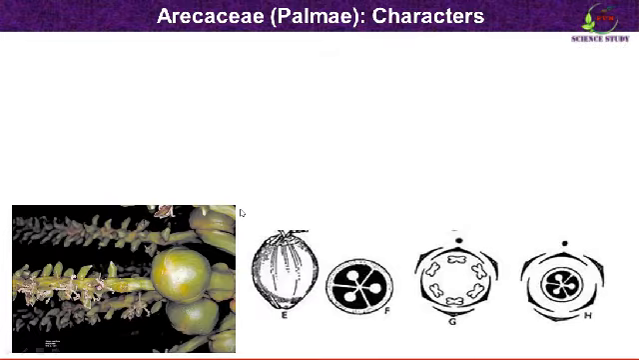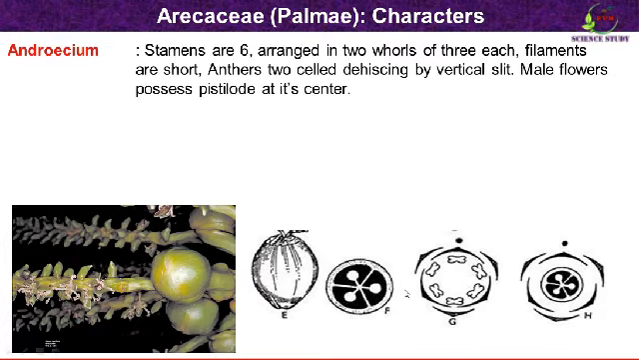Dear friends, now we will see essential whorls of flower. This is the photograph. These are sketches showing the parts. First of all, we will see androecium. So here you can see the androecium. You know that androecium is composed of stamens. Stamens are 6 in number and they are arranged in 2 whorls of 3 each. Here also you can see the 6 stamens. Anthers are 2-celled, dehiscing by a vertical slit.